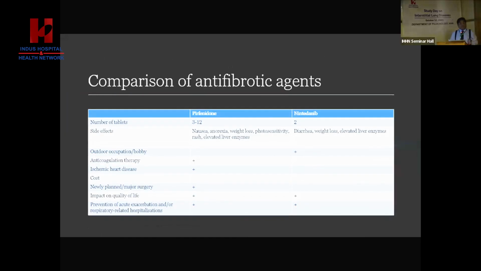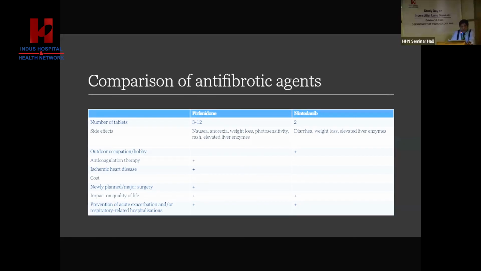Now, this slide shows the antifibrotic agents we use very often, pirfenidone versus nintedanib. See the number of tablets, for example: a huge number, 3 to 12, and only 2 for nintedanib. Compliance is related to the number of tablets, as we had an FDC for ATT, separate versus fixed dose. Side effects of pirfenidone are nausea, anorexia, weight loss, photosensitivity, and elevated liver enzymes. But for nintedanib, it is basically the elevated liver enzymes.